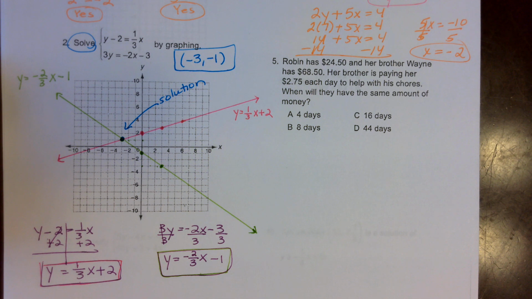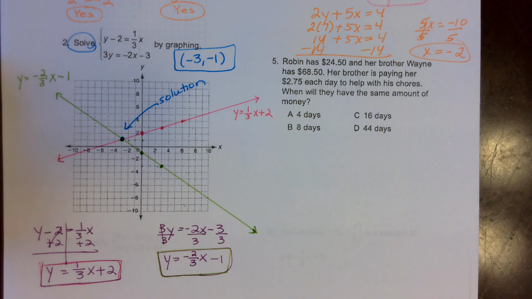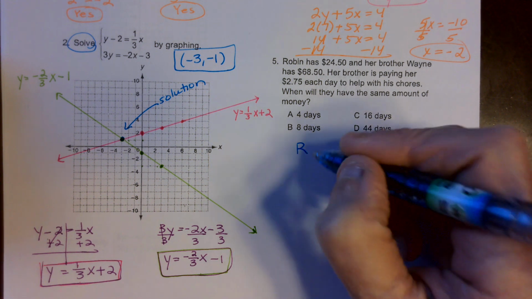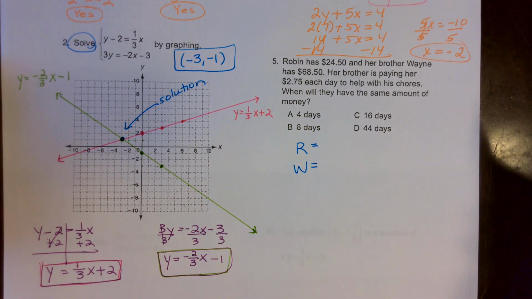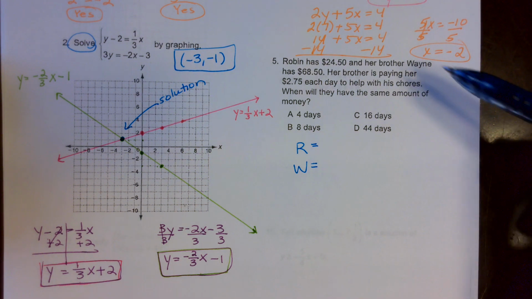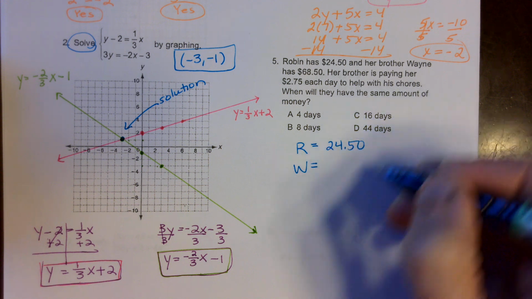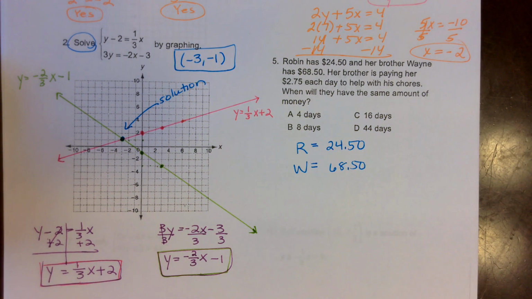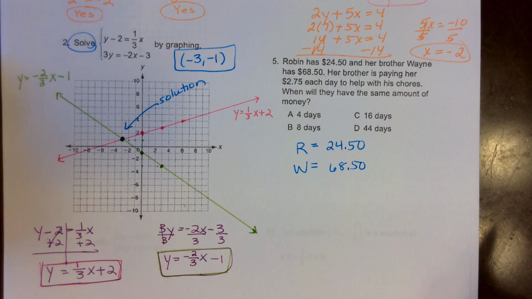But anyway, when will they have the same amount? So let's figure them out. We need to get 2 different equations, don't we? We have Robin. I'm going to do R for Robin. And we have Wayne. All right, so what is Robin? Robin has the $24.50. And what does Wayne have? $68.50. But now we need to work this other part in. It's $2.75 for each day of chores.